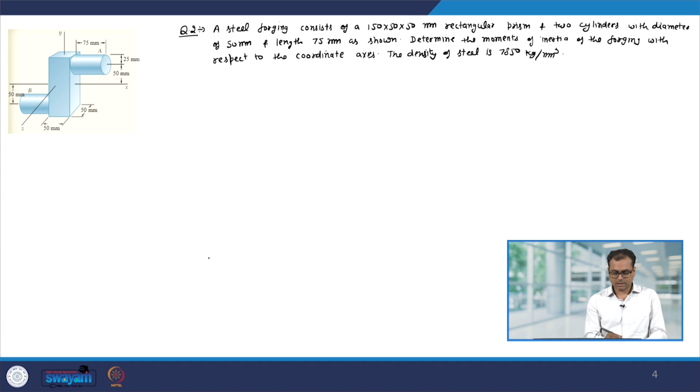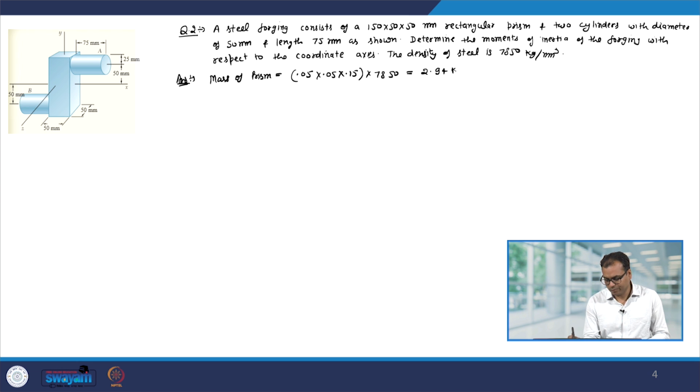Okay. This system consists of two cylinders and a prism. We have to find out the moment of inertia about the x, y and the z axis. Let us first look at the mass of this prism. The mass of the prism will be the density multiplied by the volume. So, the volume is 0.05 into 0.05 into 0.15 because the length is 150 mm, multiplied by the density 7850, and that comes out to be 2.94 kg. Now, let us look at the mass of each cylinder.